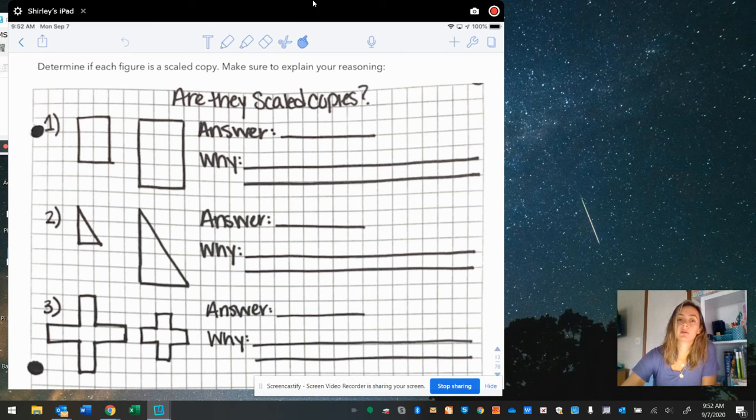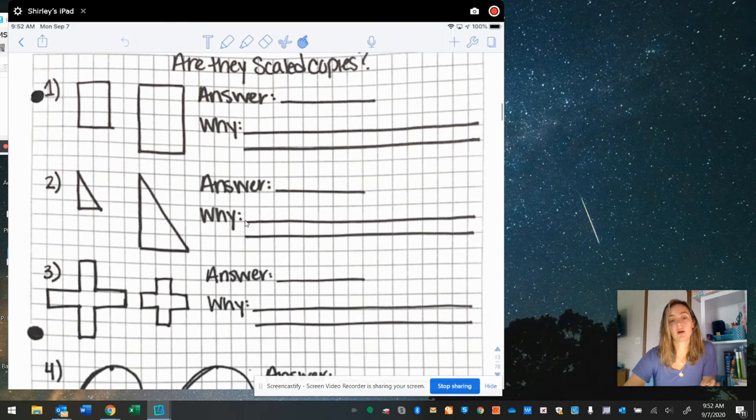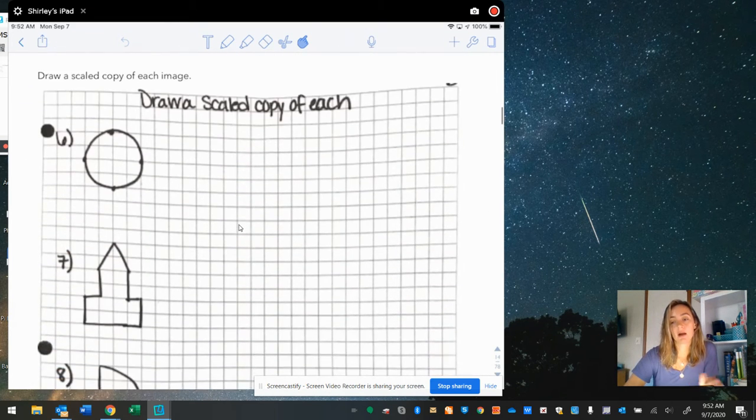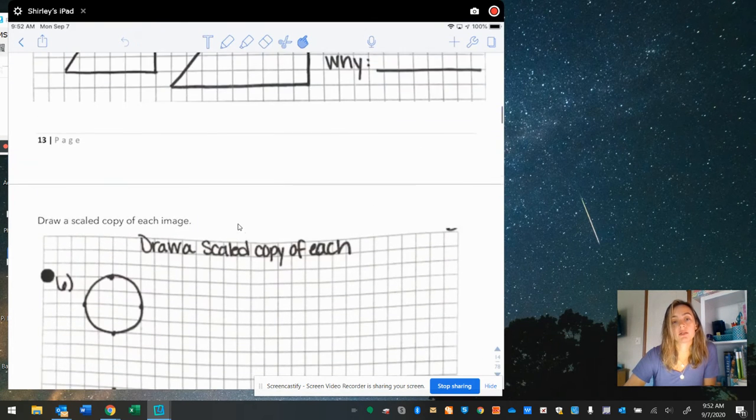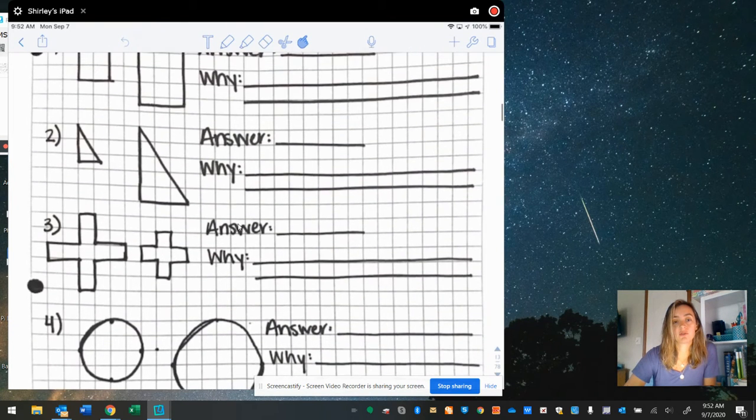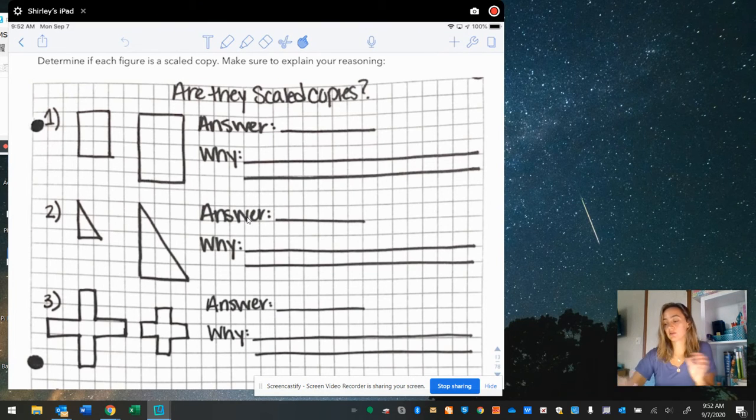Hey guys, today I'm going to be going over your lesson 3 homework. On the front, we have a couple of shapes and we're figuring out if they're scaled copies. And on the back, we are going to draw our own scaled copies. So to start with the top, if I'm trying to figure out if two figures are scaled copies, I need to look for that pattern or that scale factor.